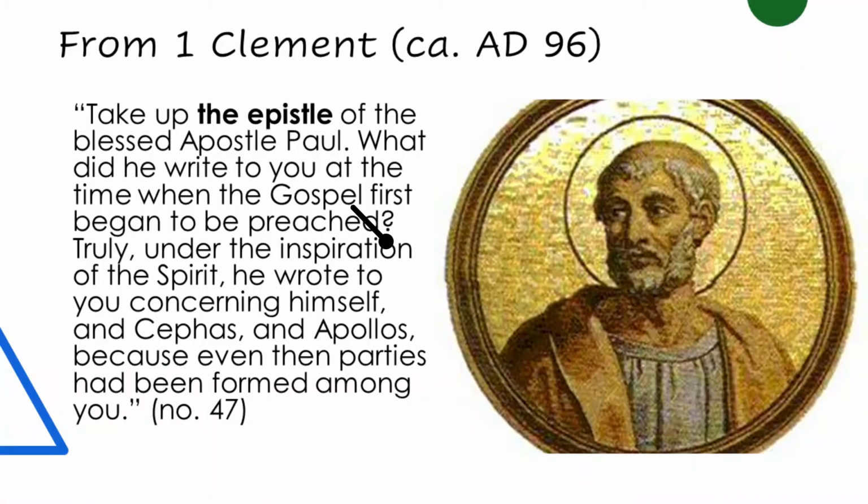Notice the language here. It does say under the inspiration of the Spirit, which does tell us that the doctrine of inspiration of Scripture, including the New Testament, is ancient. But besides that, it says, take up the epistle, singular. It seems as though Clement only knows of one letter written to the Corinthians. So it's possible that only canonical 1 Corinthians had circulated by this time. Perhaps after Clement had sent this letter, other correspondence was gathered together and then circulated as one big piece, which we now call 2 Corinthians.